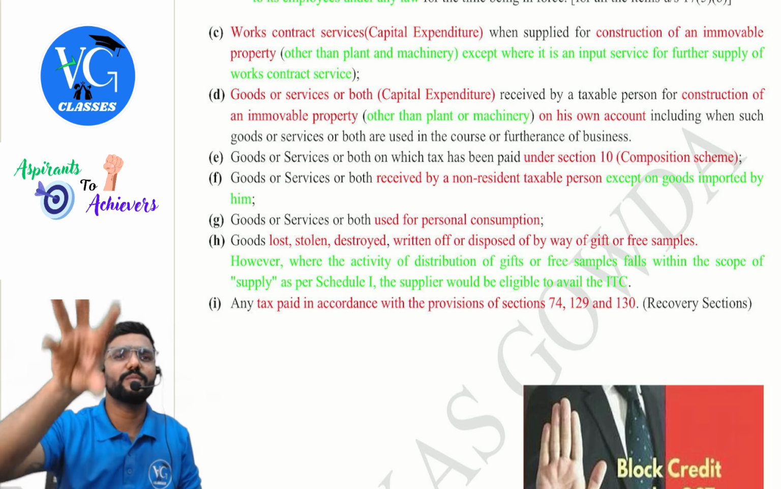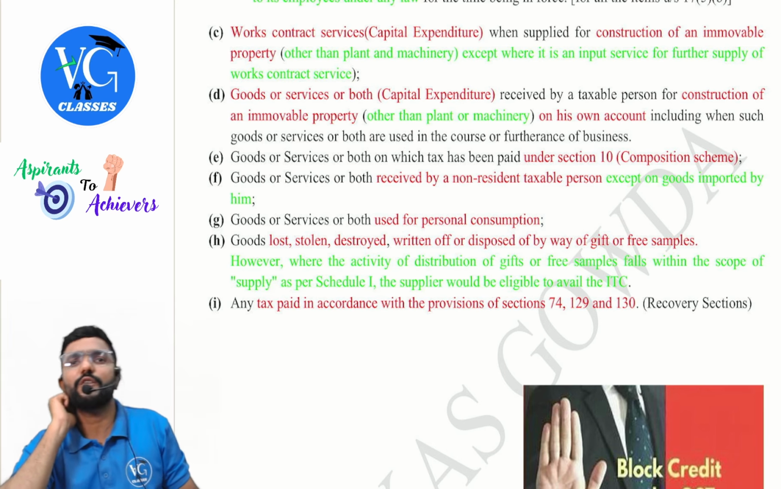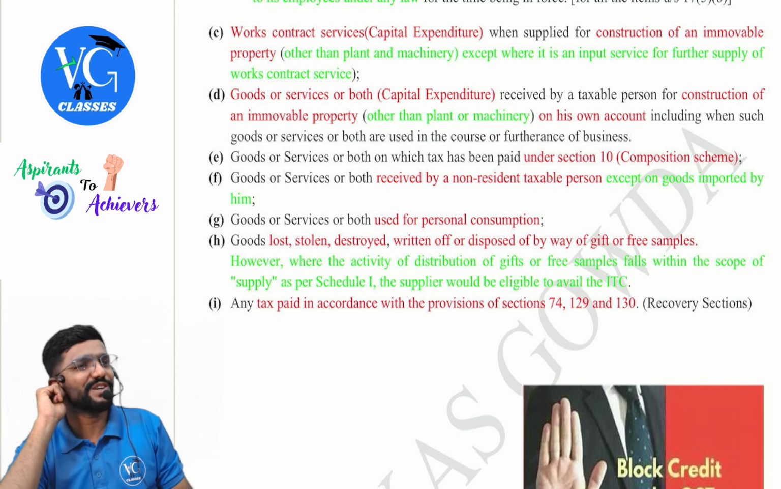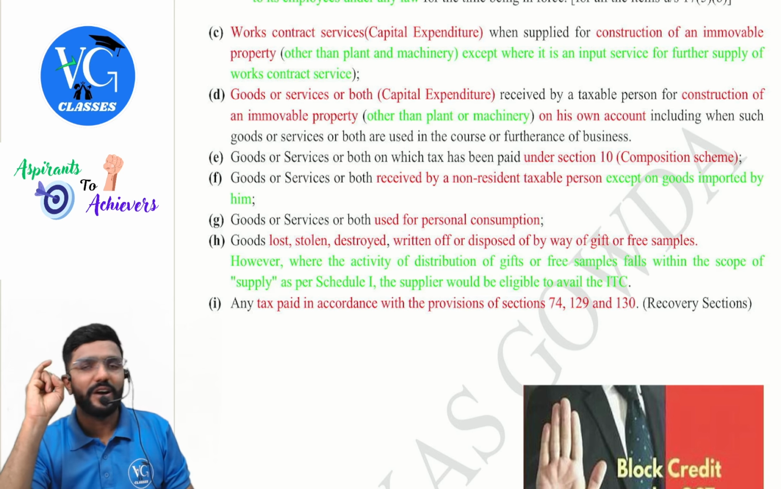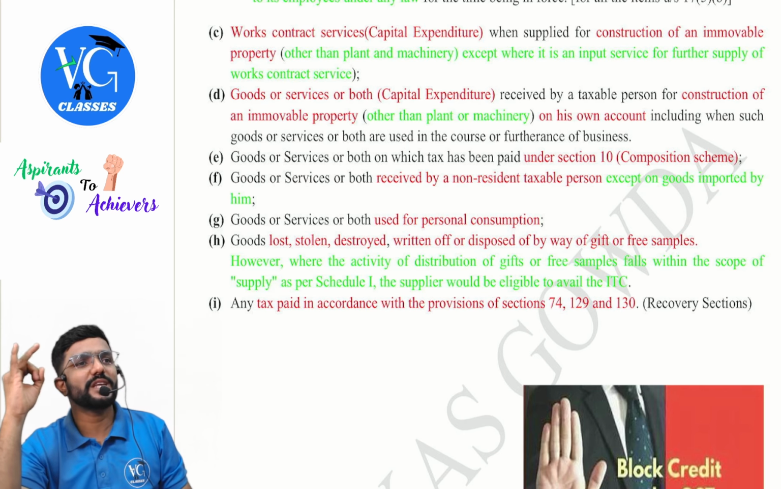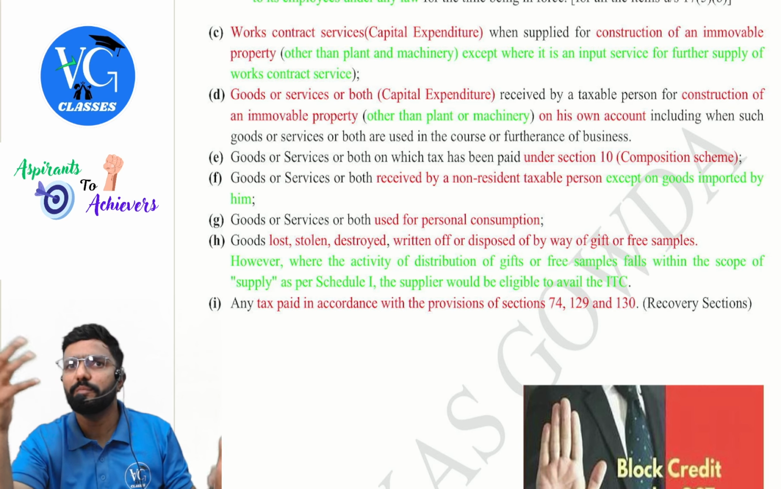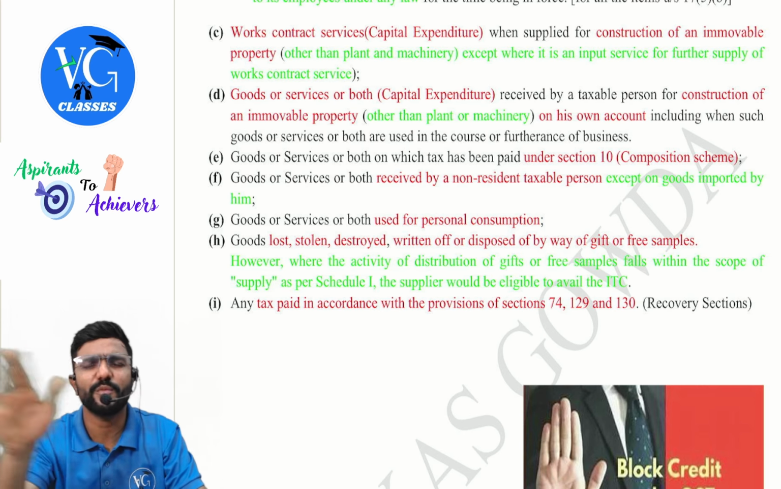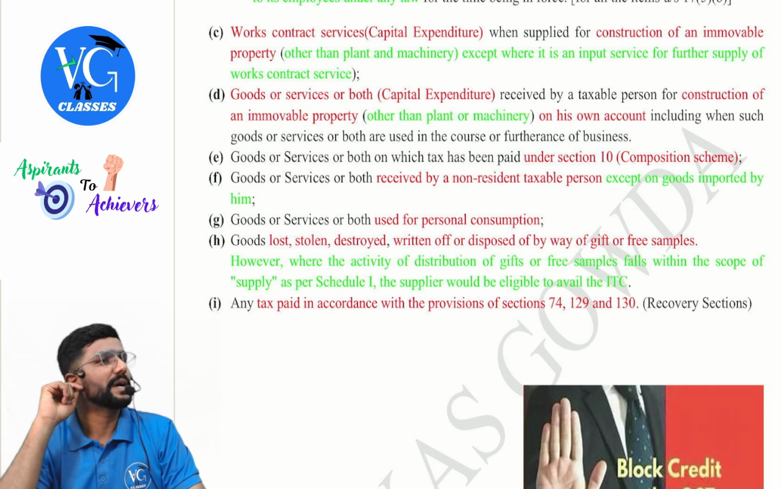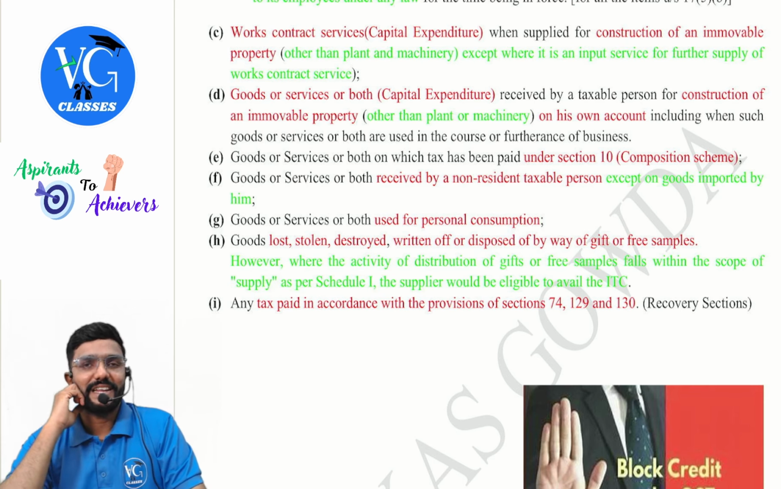Now, you purchase some steel, sand, cement for construction of your office building. You have paid GST on it. Can you claim the credit? No, you cannot. On works contract service as well as the goods and services, whatever you purchase for construction of your own building, maybe personal or official, whatever it is. Sir, office building, factory building, no problem, no credit. No credit.